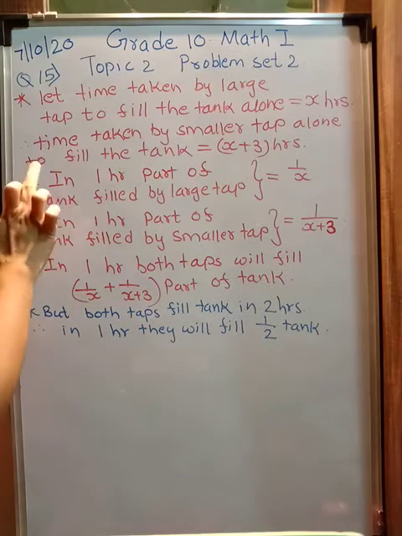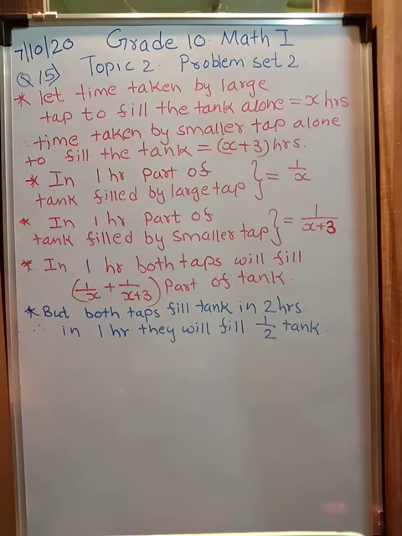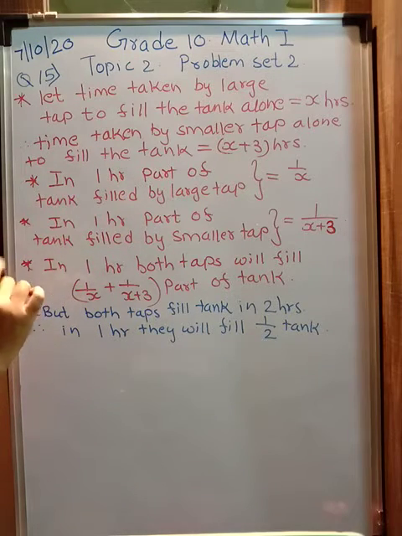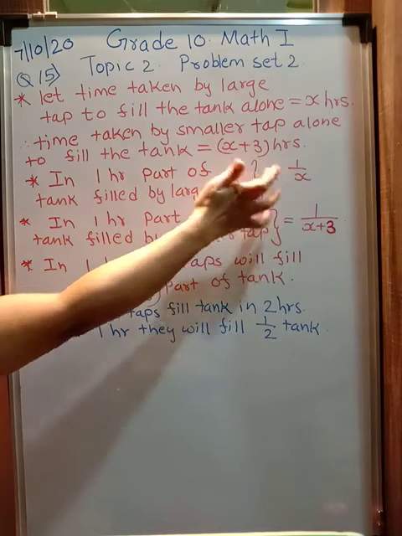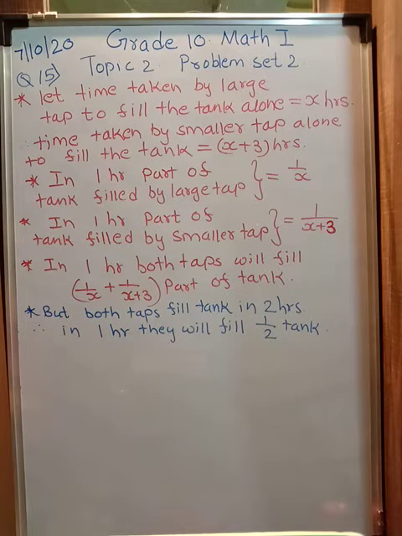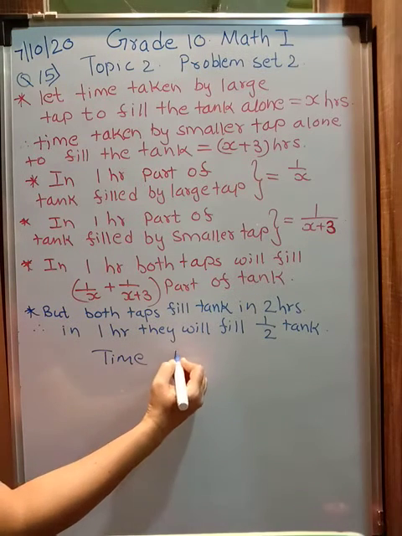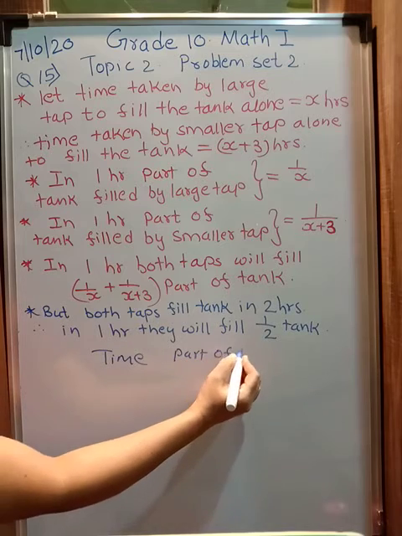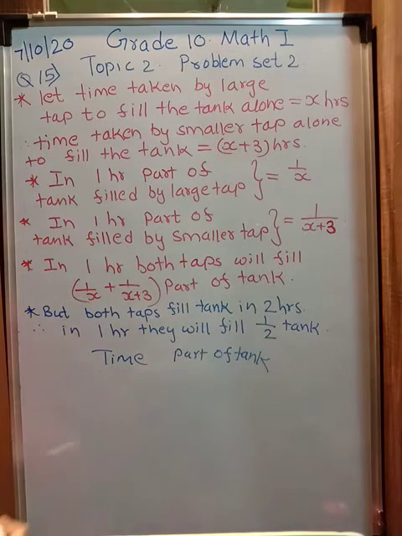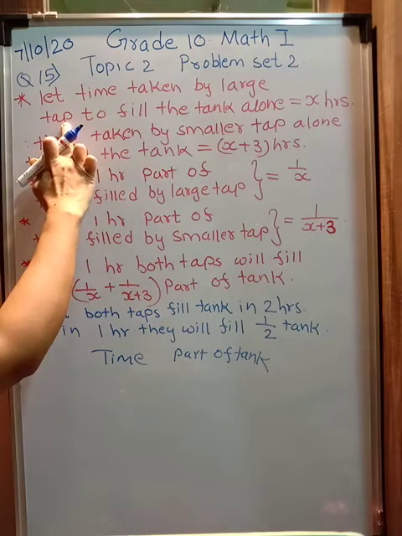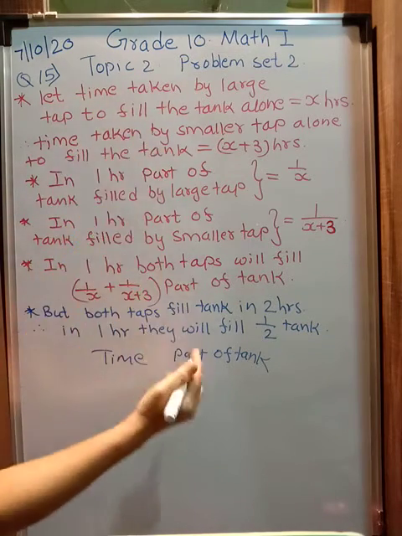Now, in 1 hour, how much part of the tank is filled? That we will calculate. If the larger tap is taking x hours, then in 1 hour, 1 upon x part of the tank will be filled. How? Just check. See, here it is time and here it is part of tank. Okay. Now, time taken by the larger tap to fill the tank alone, complete one tank.